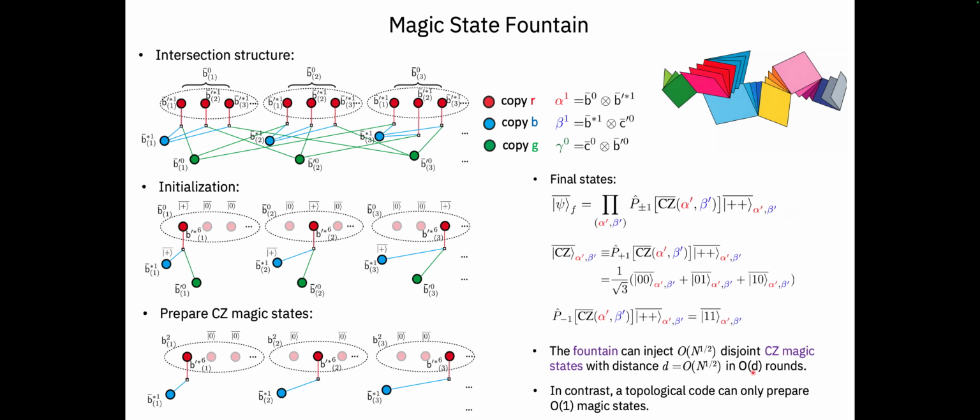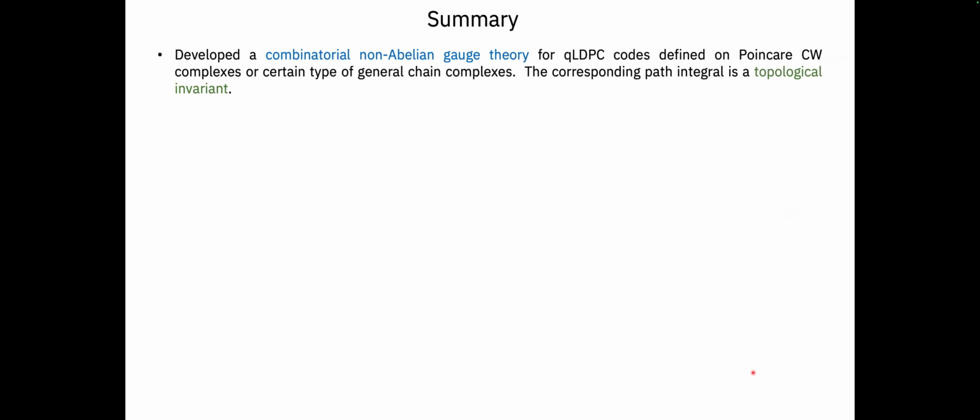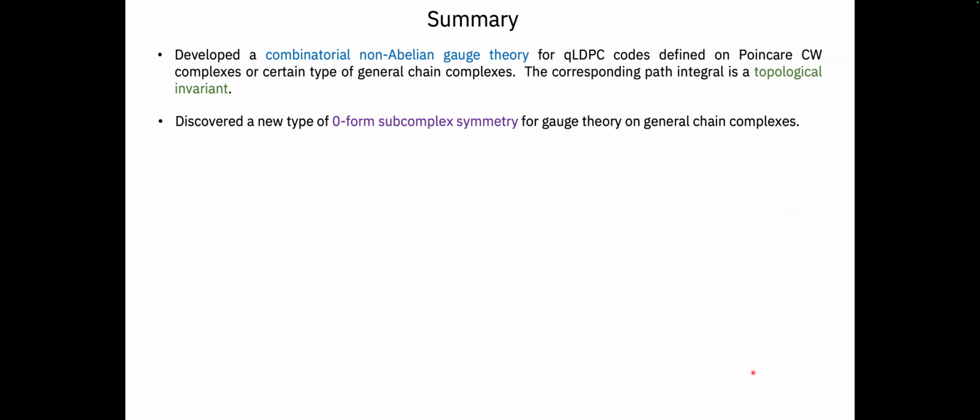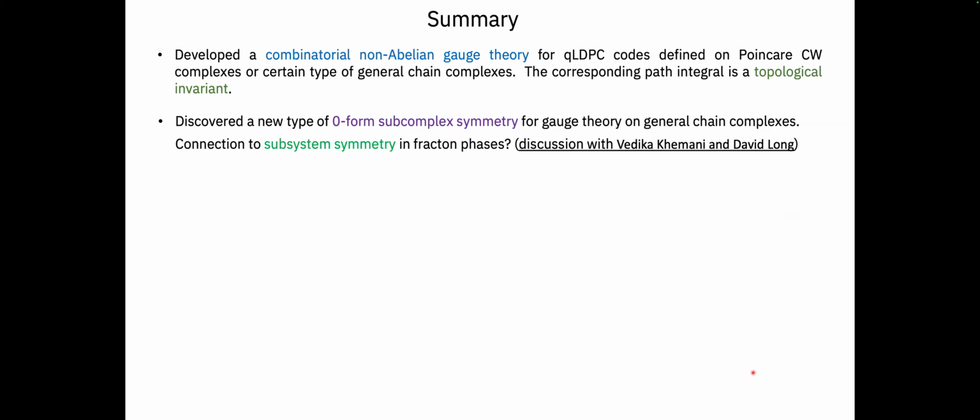Okay, here is the summary. Basically, we developed a combinatorial non-abelian gauge theory for quantum LDPC codes defined on CW complexes, or further pulled back to some general chain complexes. And we get some topological invariants on these general chain complexes. An interesting discovery is a new type of zero-form subcomplex symmetry for gauge theory defined on a general chain complex instead of a manifold.